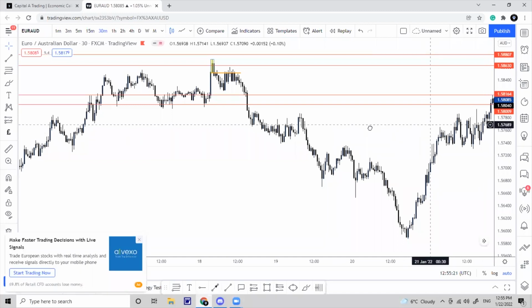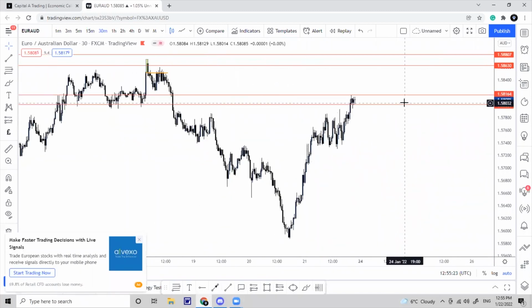So again, next week, we're just going to be looking to see if we can get a similar move from the same area, which again, if you know you're trading, is quite a common thing that happens. Keep an eye on that one. It's going to be the Euro AUD.